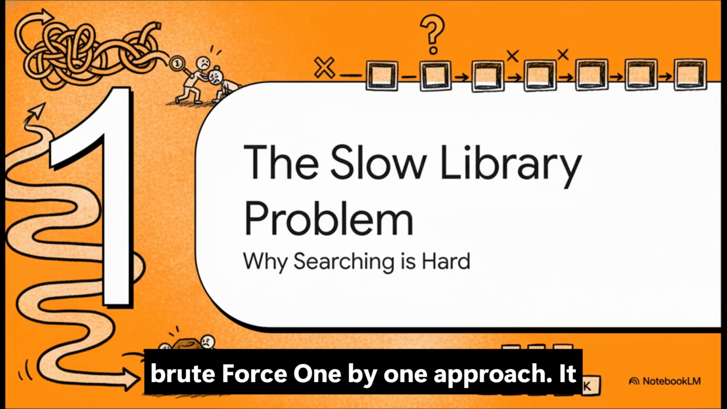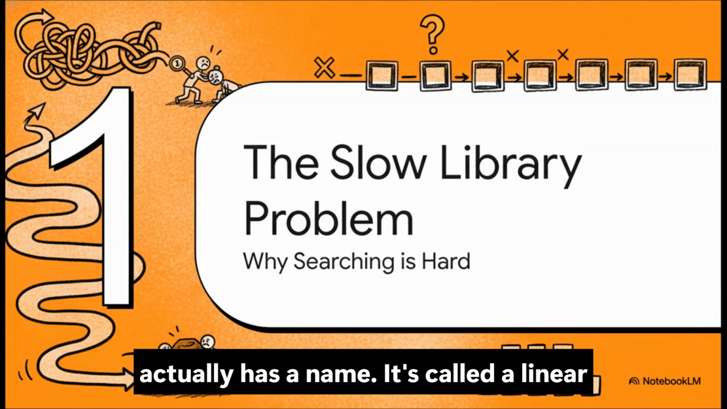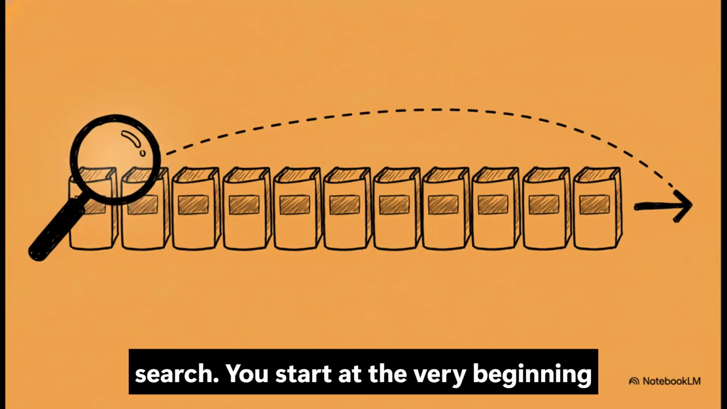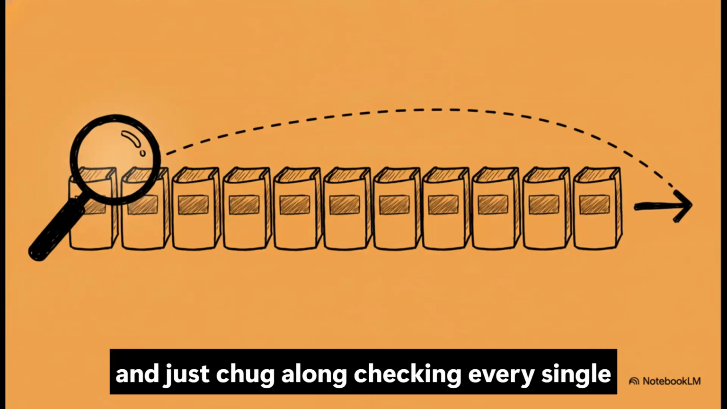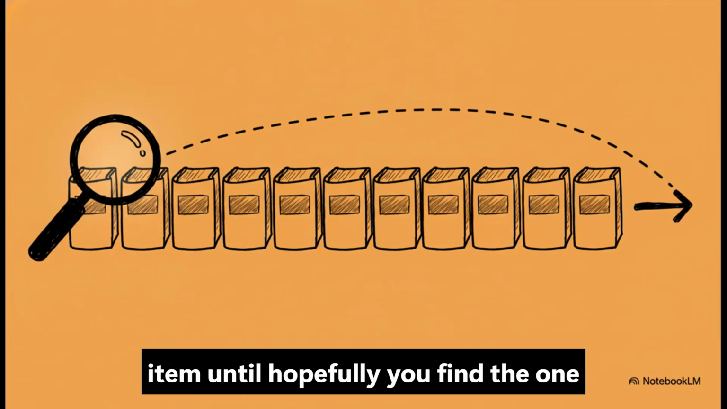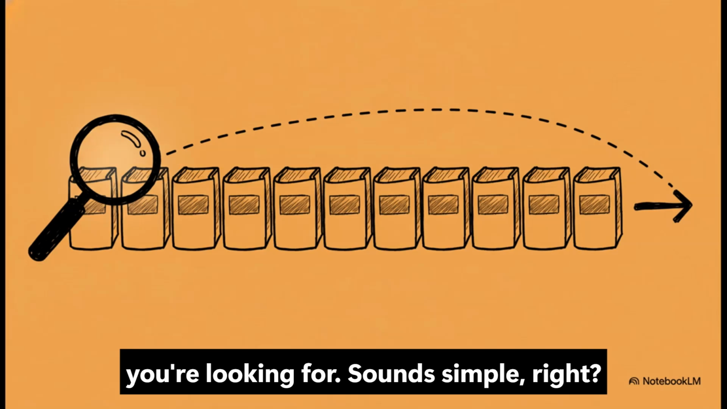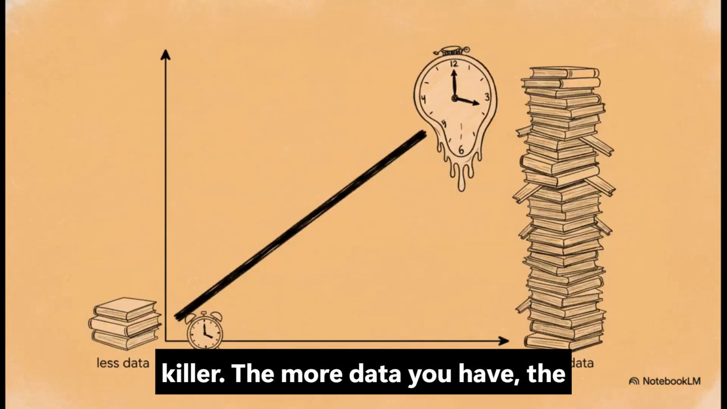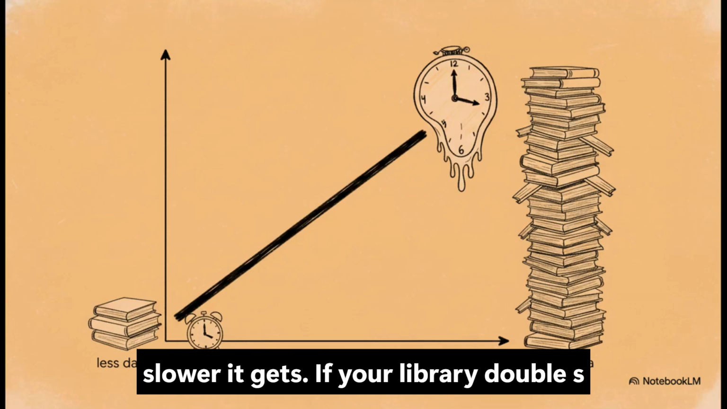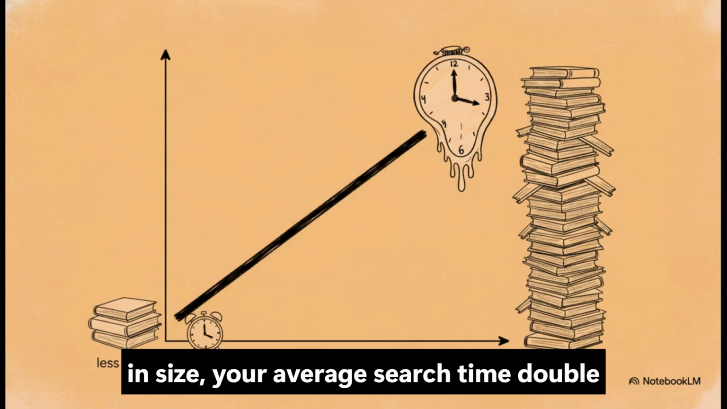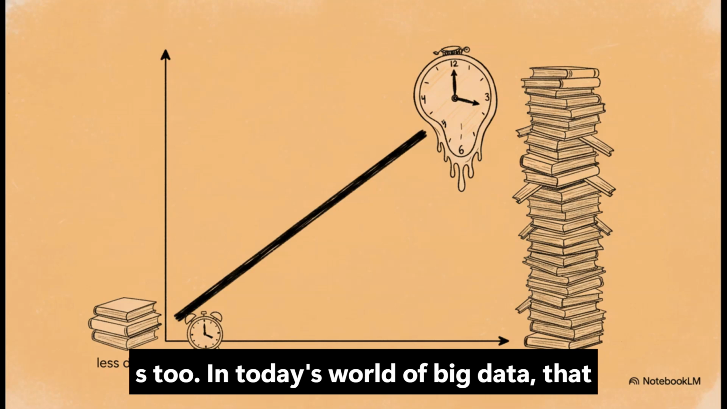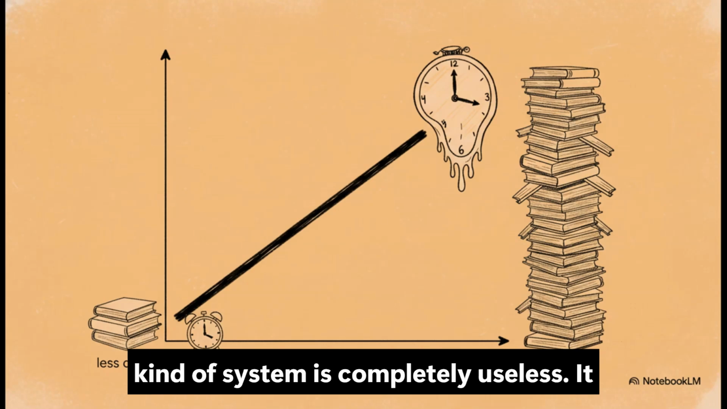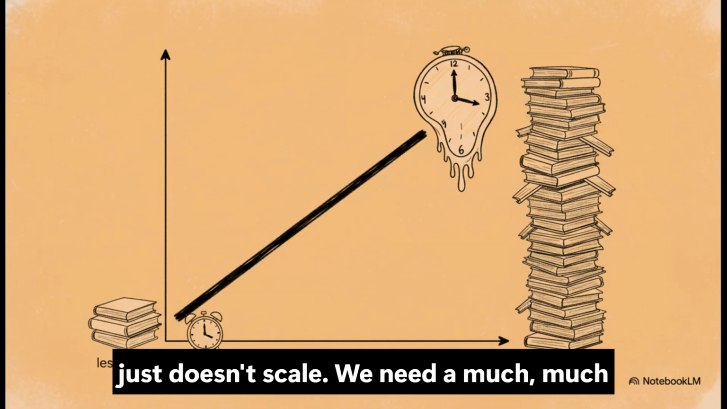And that brute force, one-by-one approach actually has a name. It's called a linear search. You start at the very beginning and just chug along, checking every single item until, hopefully, you find the one you're looking for. Sounds simple, right? But there's a huge catch. And this is the killer. The more data you have, the slower it gets. If your library doubles in size, your average search time doubles too. In today's world of big data, that kind of system is completely useless. It just doesn't scale. We need a much, much better way.